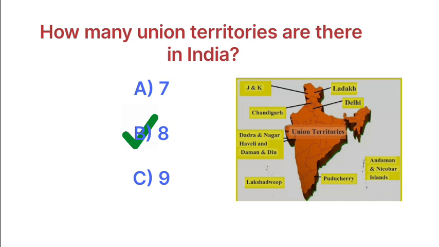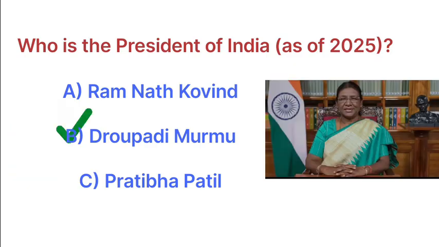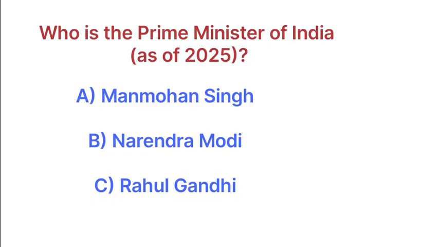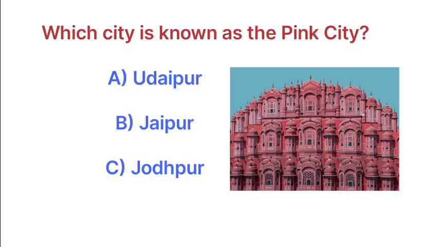Answer: 8. Who is the President of India, 2025? Answer: Draupadi Murmu. Who is the Prime Minister of India, 2025? Answer: Narendra Modi. Which city is known as the Pink City?